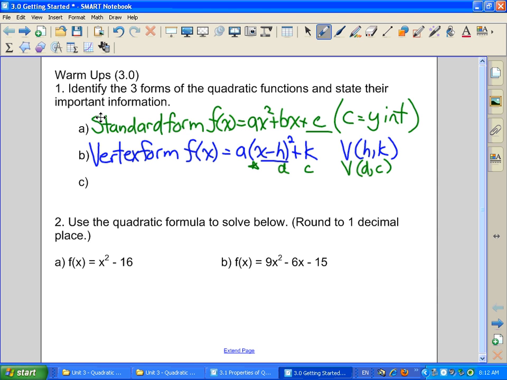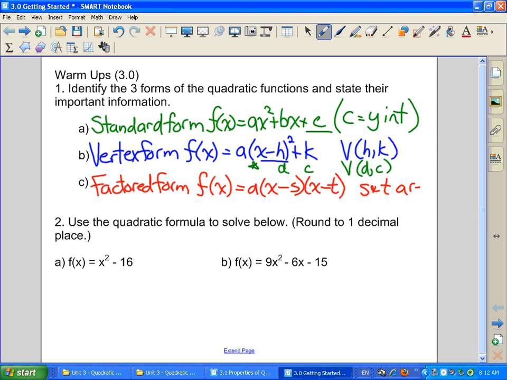The third type of form that you might see a quadratic in is called factored form. Factored form is where you've actually taken the expression, maybe in standard form, and you've factored it. So it looks like a times x minus s times x minus t. And the important thing here is that you're given your factored form, so s and t are your x-intercepts.